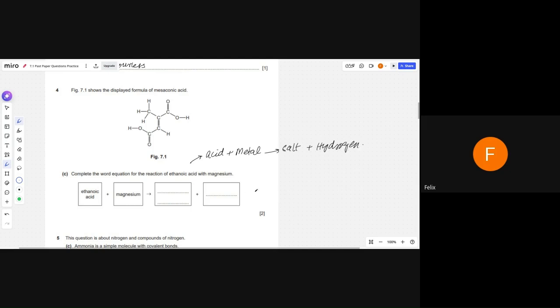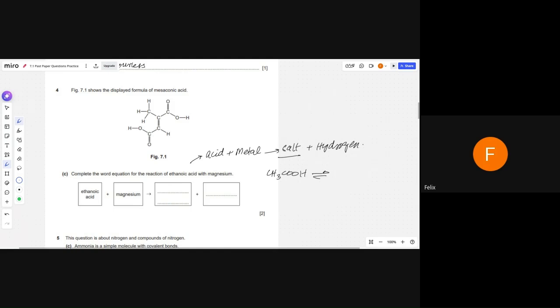So ethanoic acid, okay. The difficult part is how do you name the salt formed, right? So ethanoic acid is an organic acid, which is basically vinegar, with the formula CH3COOH. Eth means two carbon atoms, I hope you remember from organic chemistry. And oic acid means that it is a carboxylic acid, that's the functional group. And this is a weak acid.